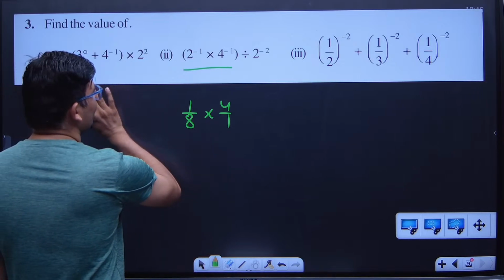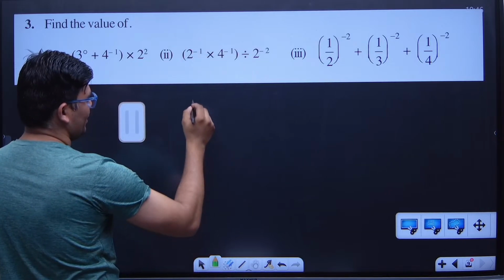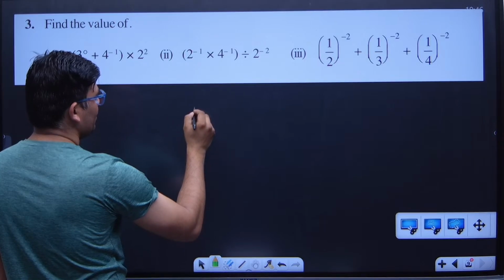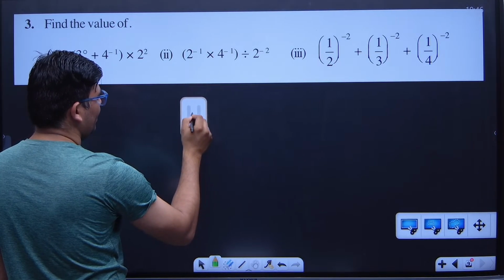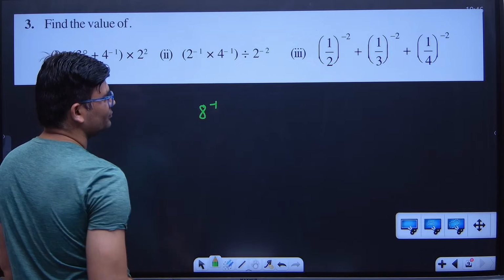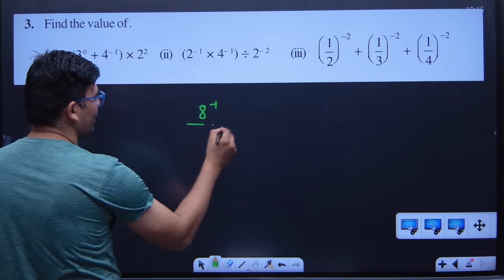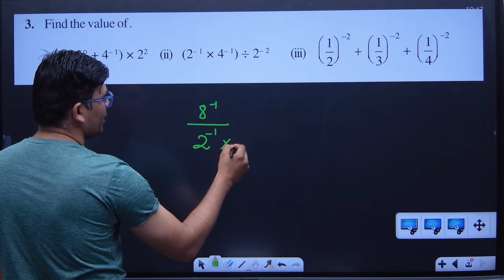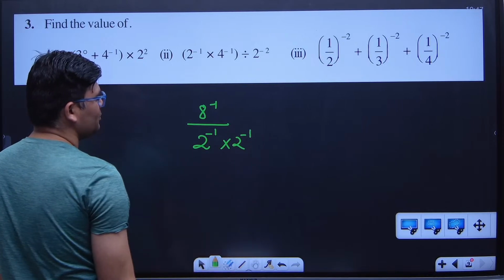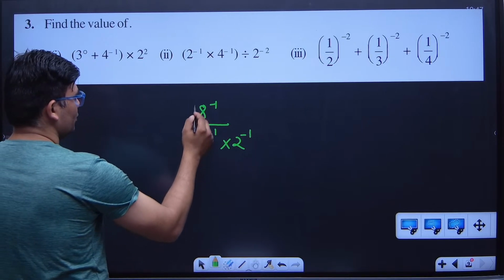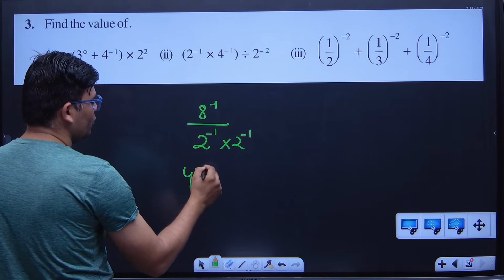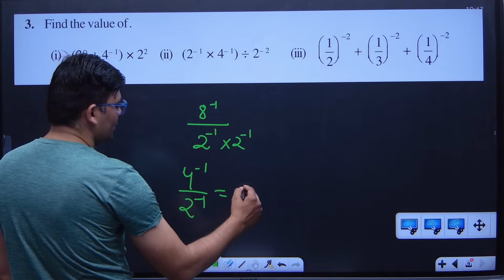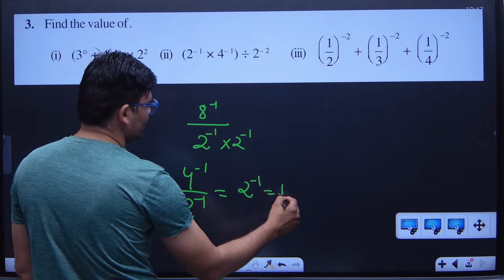Okay, what is the other way of doing it? See, you can do it like this as well. So 2 raised to the power minus 1 into 4 raised to the power minus 1 can be written as 8 raised to the power minus 1, divided by 2 raised to the power minus 2, which can be written as 2 raised to the power minus 1 divided by 2 raised to the power minus 1. So if the power is same, this is going to be 4 raised to the power minus 1 divided by 2 raised to the power minus 1. This will become 2 raised to the power minus 1, which is as good as 1 by 2.